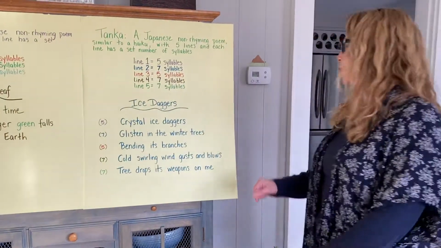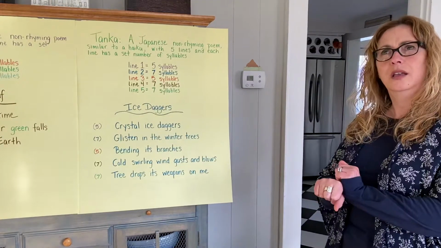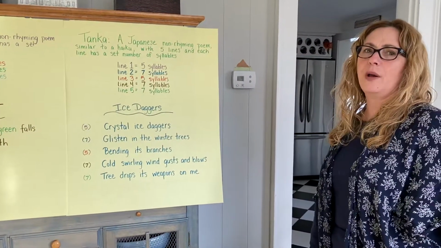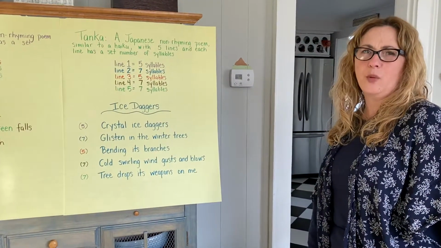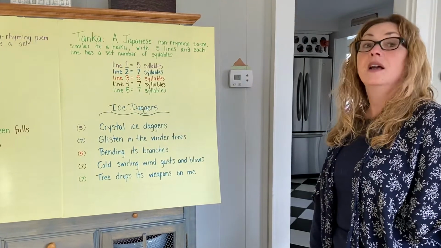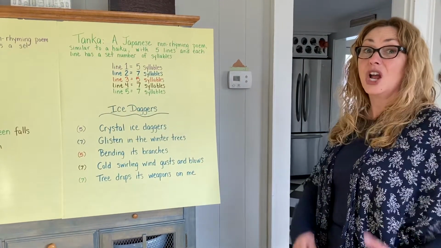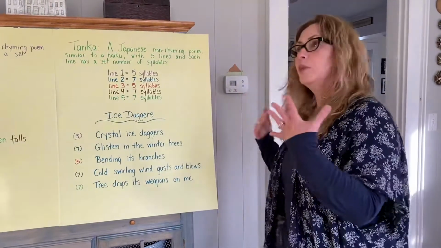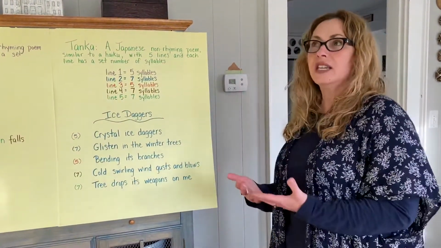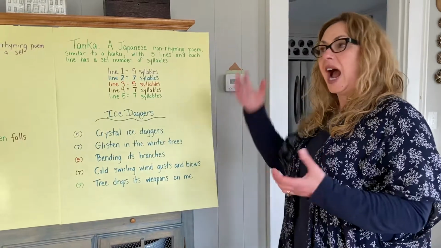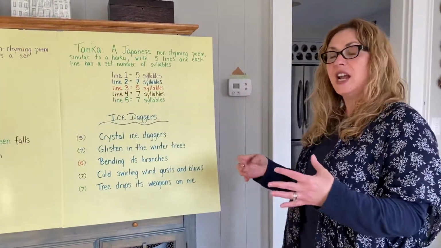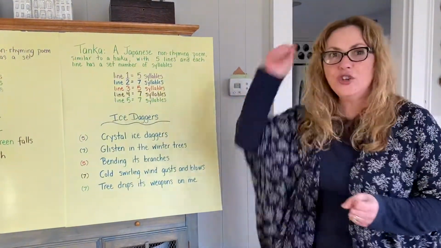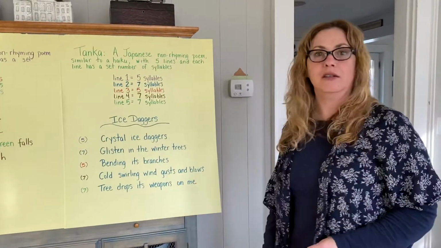Tree drops its weapons on me. Wait, trees don't carry weapons. And how could they drop a weapon on you? So that's a human behavior, a human characteristic. So the poet here is pretending or giving the example of icicles falling from a tree as almost like a human throwing their weapons down at you, right?